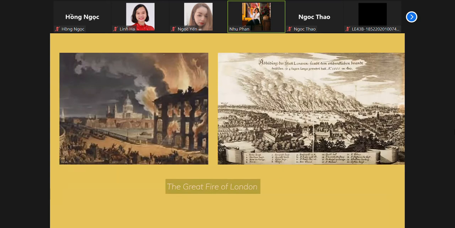So 1666 in England was the first year to be designated as the Annus Mirabilis. In a simple definition, the Annus Mirabilis, as you can see here, is a Latin phrase that means marvelous year. Because it celebrates England's failure to be beaten either by the fire or by the Dutch. And this year also saw the Great Fire of London.